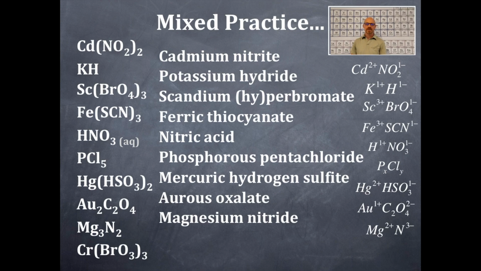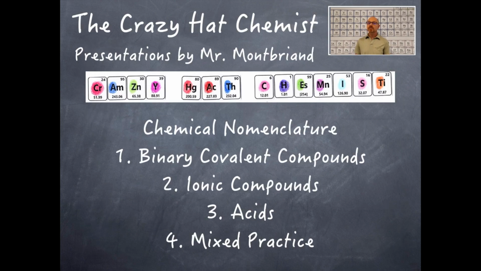And our last one here on this page is a Cr with a 3+. You can see that 3+ charge on the outside of the parentheses for the Cr, and BrO3, and we've already discussed that one with an acid before, and that's chromic bromate. Chromic bromate. Fantastic.